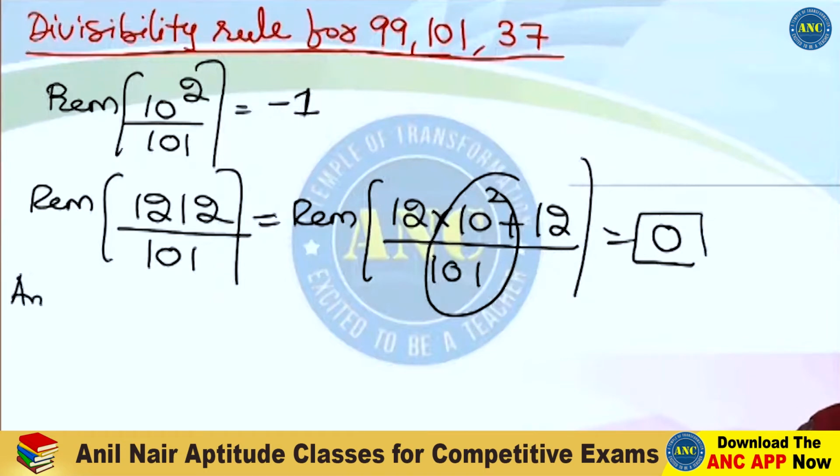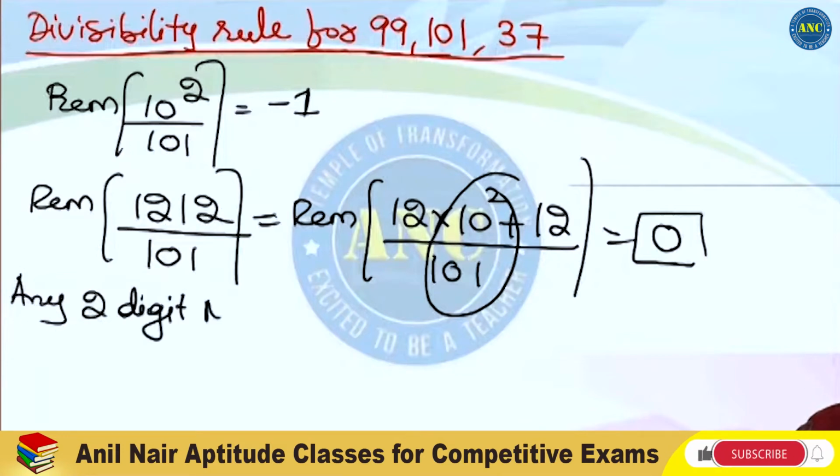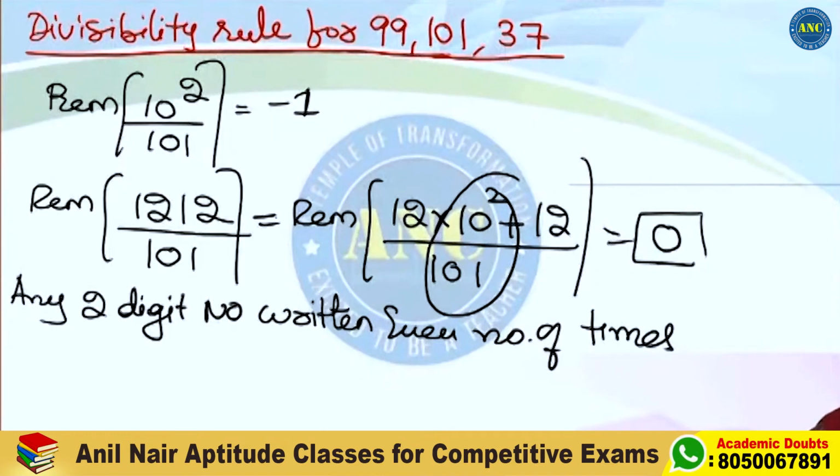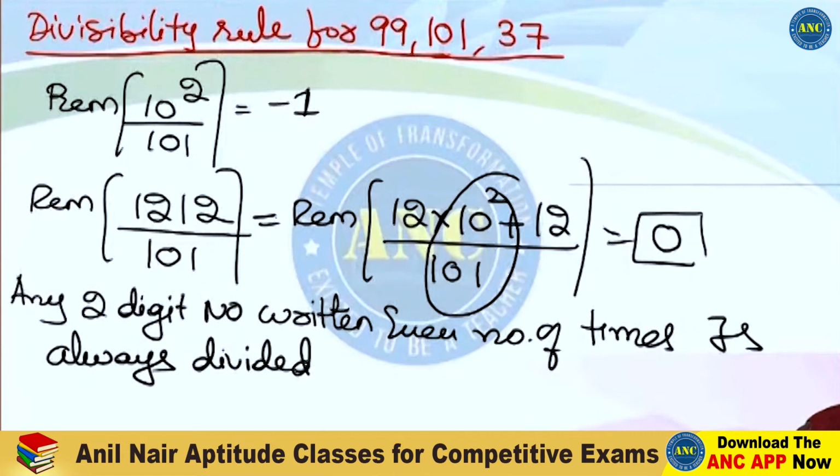Another very important point. Any 2-digit number written even number of times is always divisible by 101. Please write down this point.